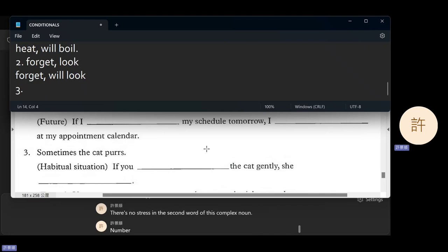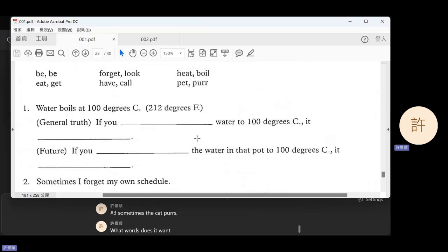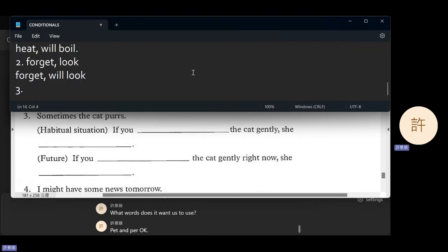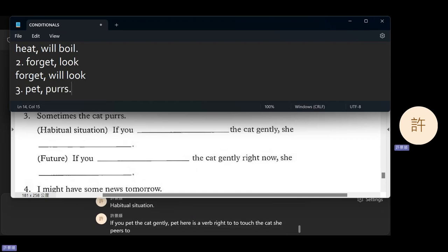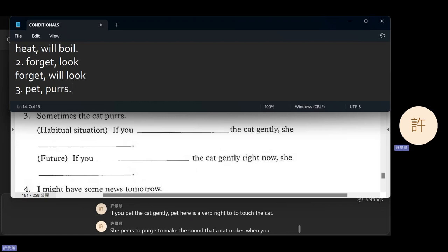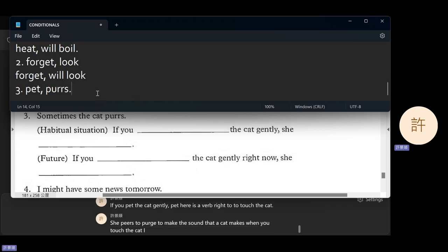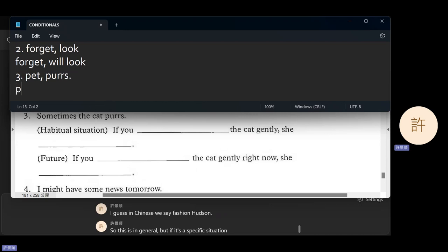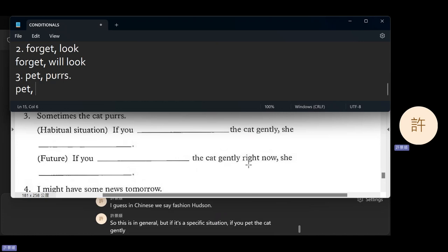Number 3, sometimes the cat purrs. What words does it want us to use? Pet and purr, okay. Habitual situation, if you pet the cat gently, pet here is a verb, right, to touch the cat, she purrs. To purr is to make the sound that a cat makes when you touch the cat. I guess in Chinese we say fa shu hu ru sen. So this is in general. But if it's a specific situation, if you pet the cat gently right now, she will purr.